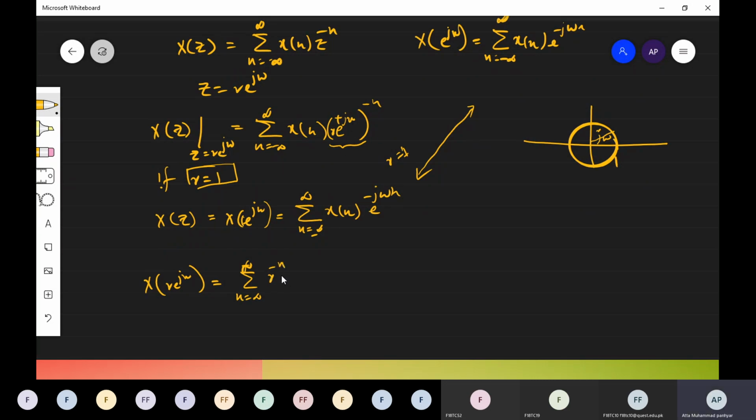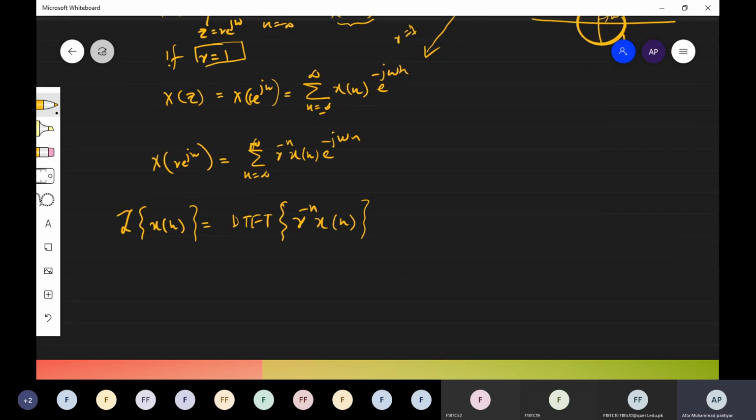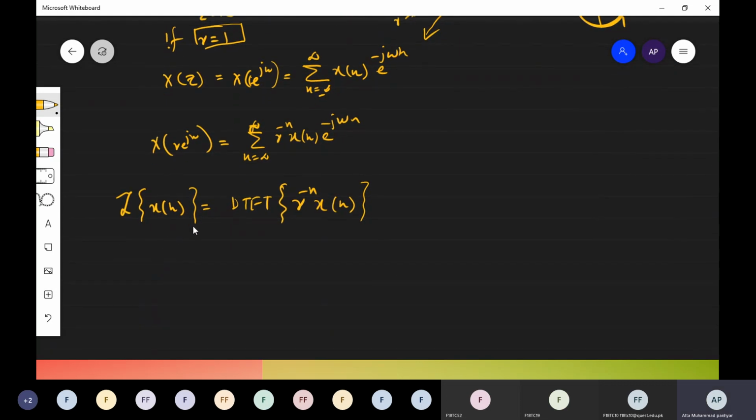R to the power minus n x of n e to the power minus j omega n, right? So we can say that the Z transform of x of n is equal to the DTFT of r to the power minus n x of n, right? Okay, so what if we wish to compute the inverse of this transform?